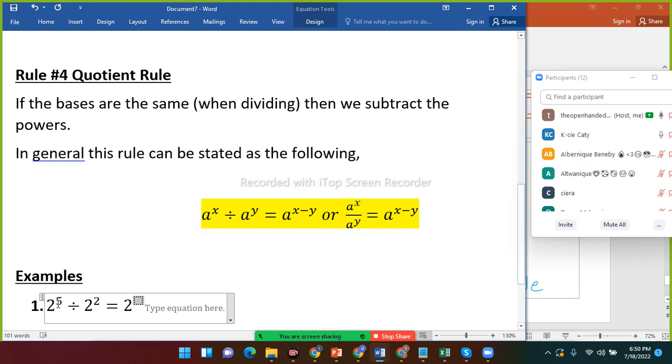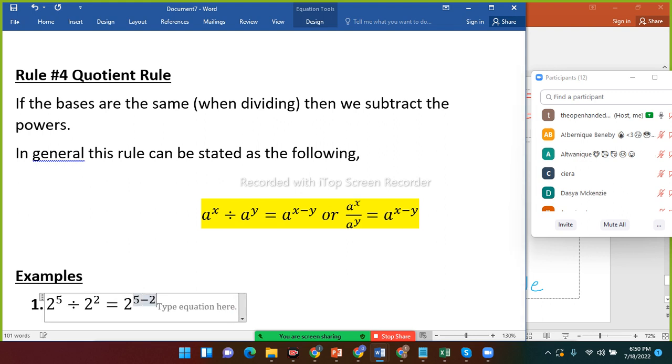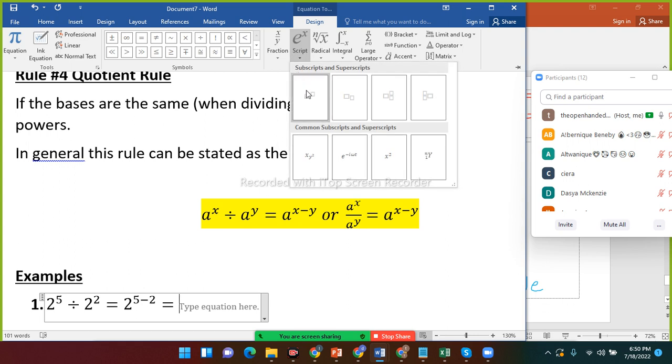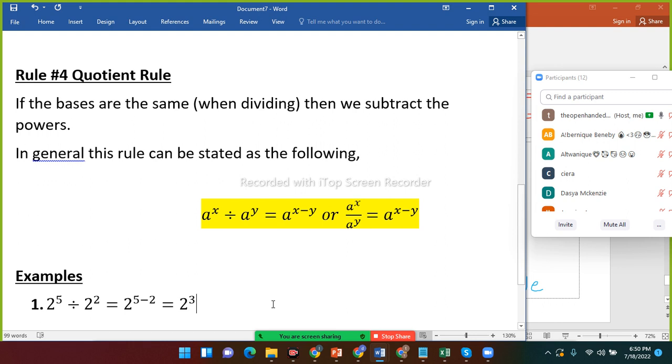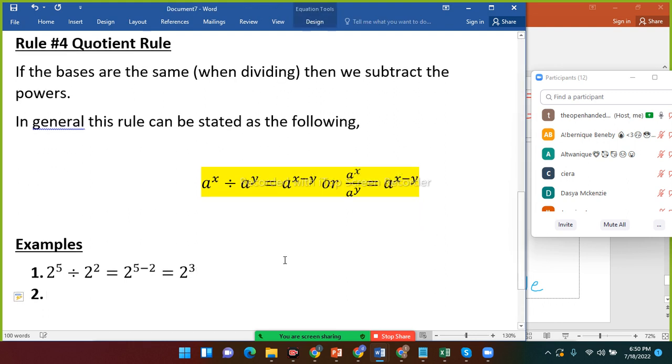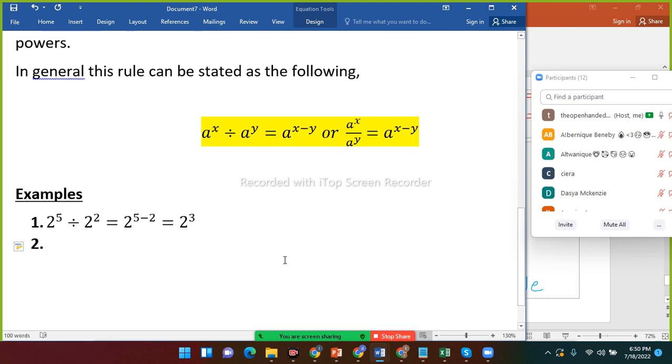So we have 2 to the 5th power divided by 2 to the 2nd power. That's going to be what? 2 to the 5 minus 2, which equals 2 to the power of 3. So always remember that. Be careful not to mistake it with the first rule. Okay. All right.